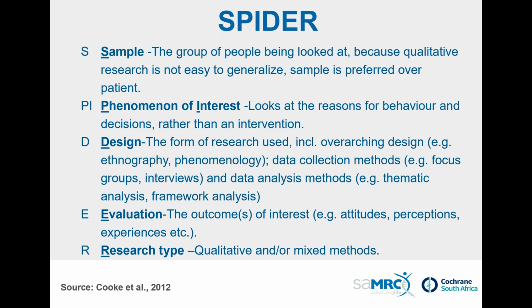And then there's also the evaluation, which like SPICE was the outcomes of interest. So for example, in qualitative evidence syntheses, these can often be attitudes, perceptions, experiences, barriers, facilitators, and so on. And then finally, there's the research type, which is really about whether you will include just qualitative studies, or you also include mixed method studies, so those that have both quantitative and qualitative data.